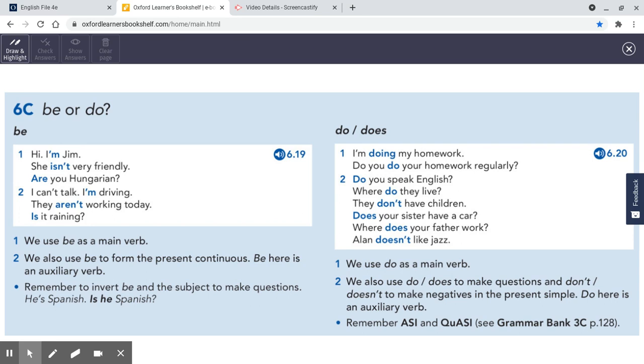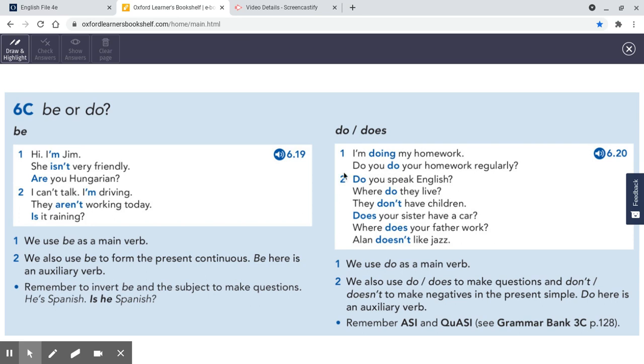On the other side, we've got do and does. Now, do can also be an action verb, a main verb. Okay, what are you doing? I'm doing my homework. It can also be, do you do your homework regularly? So the first one, we've got present continuous, now, and present simple for things that are not just now.